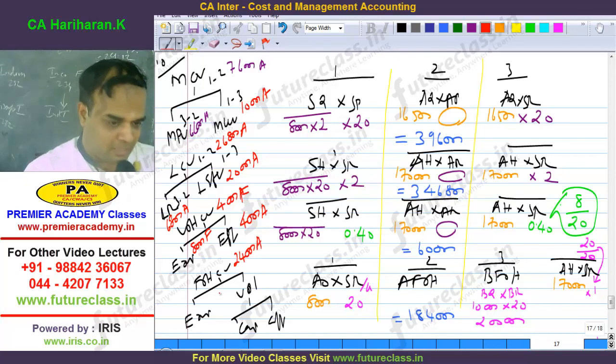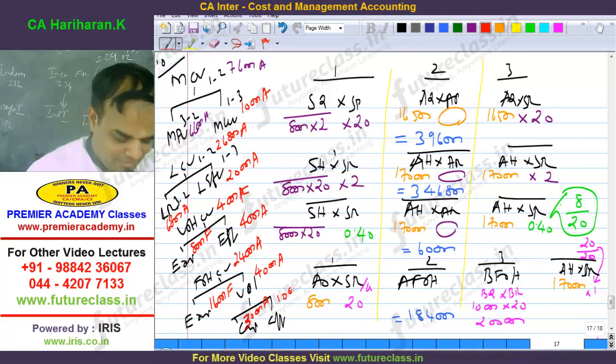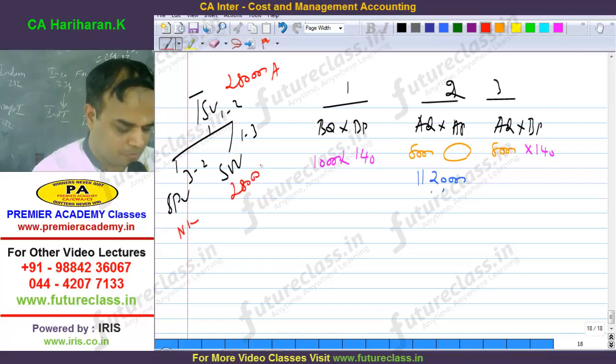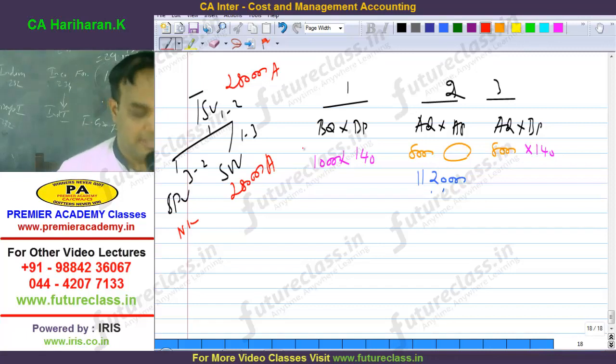Fixed overhead cost variance 24,000 adverse. Expenditure favorable. Volume 40,000. Capacity 20,000 adverse, 30,000 adverse. And efficiency 10,000 adverse. Now, total sales variance 2,80,000 adverse. Price variance nil, 0. And sales volume variance, got it?